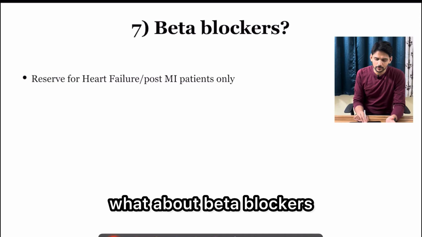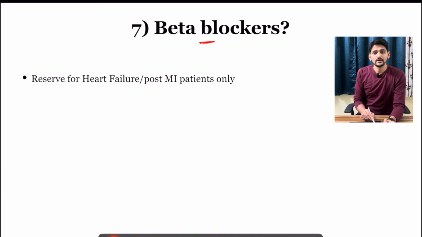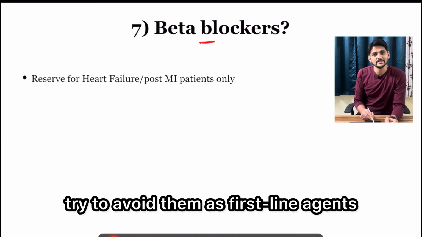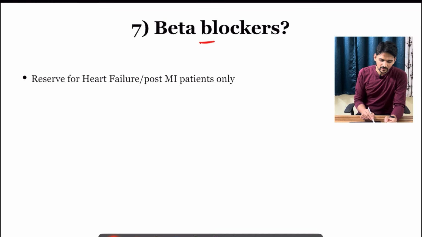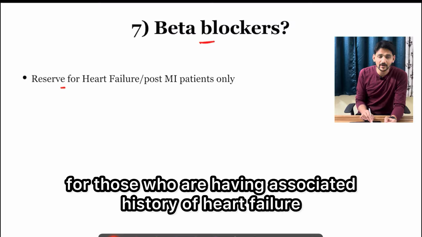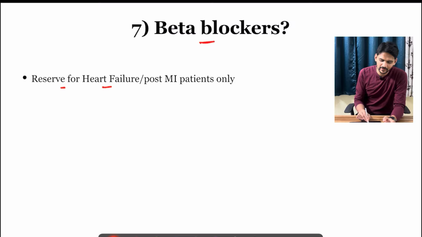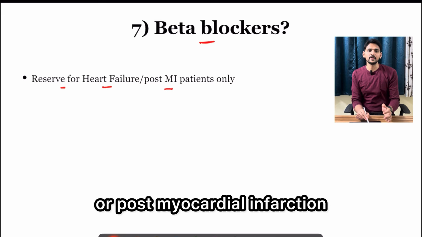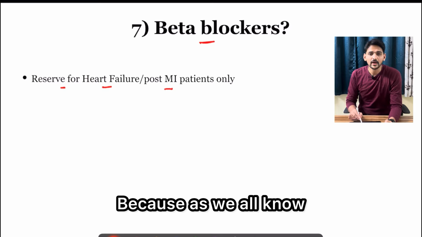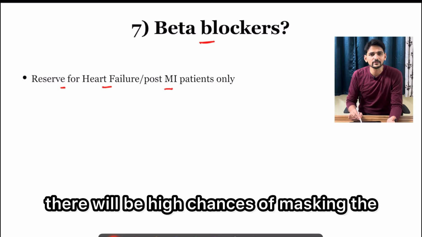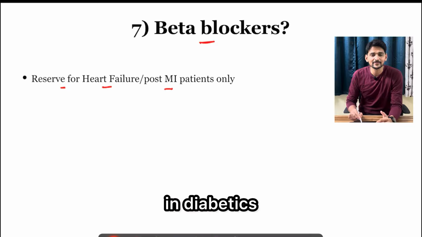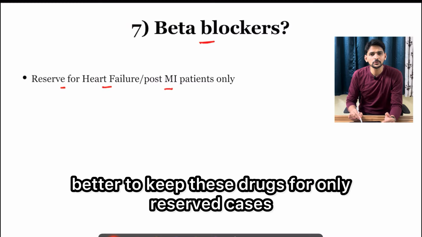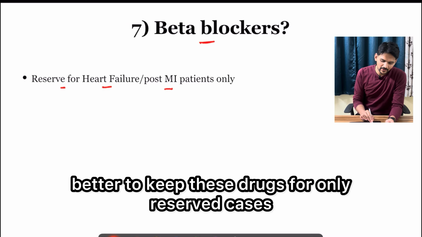And there are a few things that should be avoided as a first line strategy, especially beta blockers and diuretics. Okay, what about beta blockers? Remember, try to avoid them as first line agents for hypertension therapy in diabetics and reserve these particular drugs for those who have an associated history of heart failure or post myocardial infarction, because as we all know, there will be high chances of masking the symptoms of hypoglycemia in diabetics. That's why it is better to keep these drugs only for reserved cases.